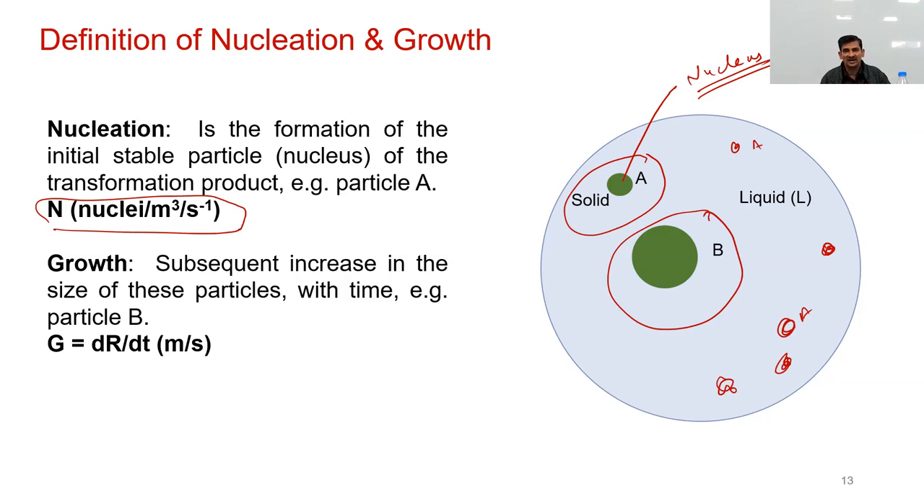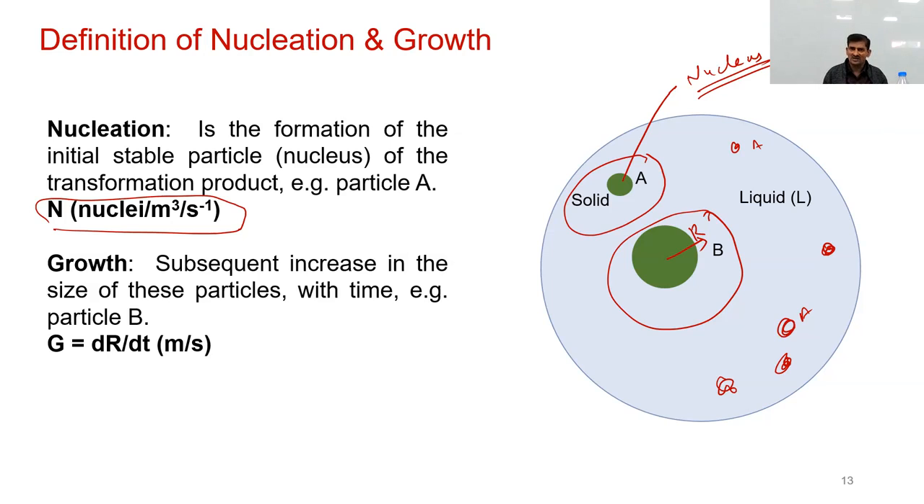And if we have nice spherical particles, the growth rate is simply defined by G equals dr/dt, where r is the radius of that particle. So how fast does the radius grow with time? This particularly applies for spherical particles.